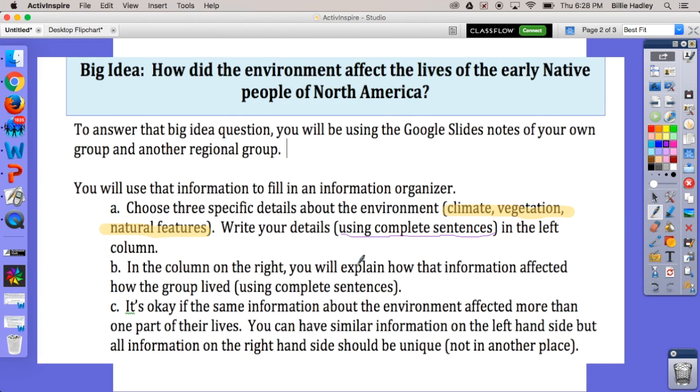The second step was on the right. You will explain how the information affected how the group lived. Again, using complete sentences, but most people wrote complete sentences on that side. So the big thing is, how did the environment affect how they lived? So that means on the left side of the chart, there should only be environment. On the right side, should only deal with the Native people.